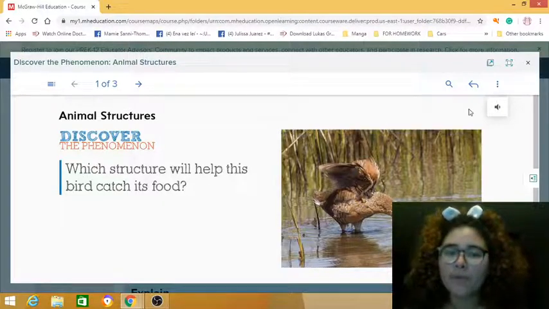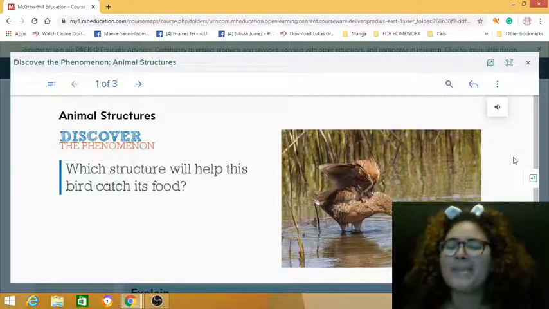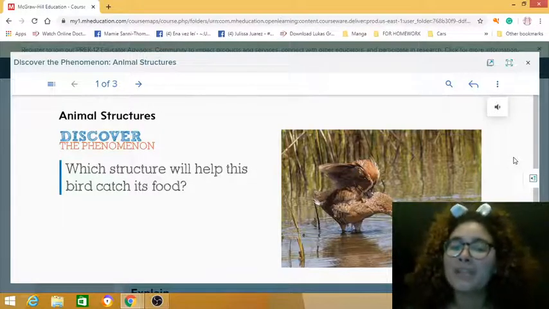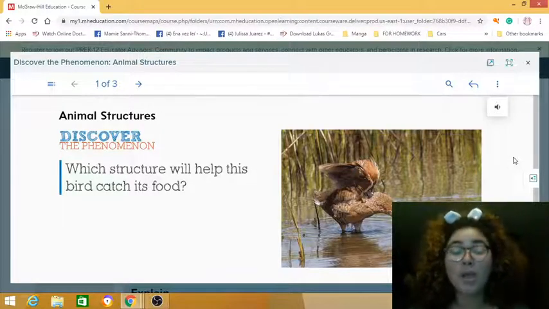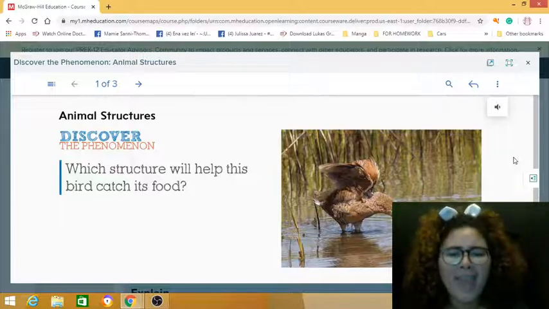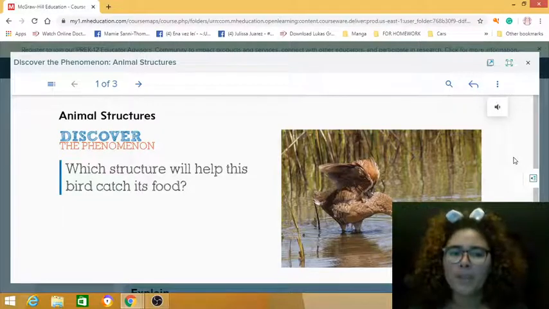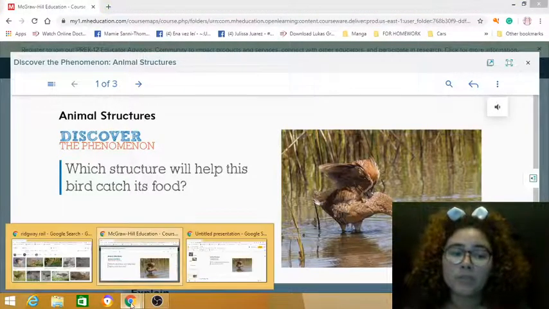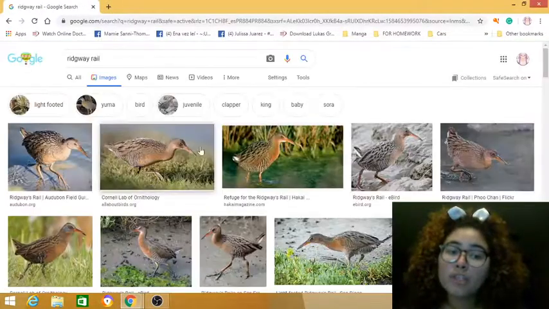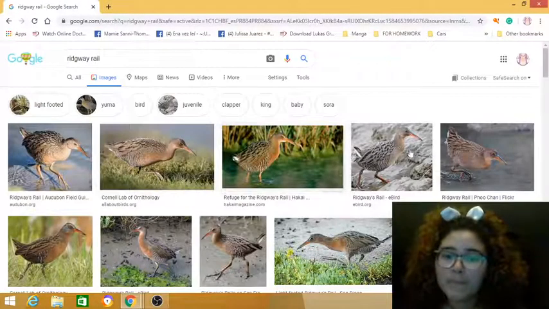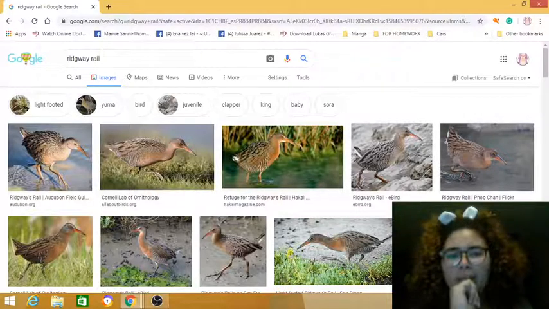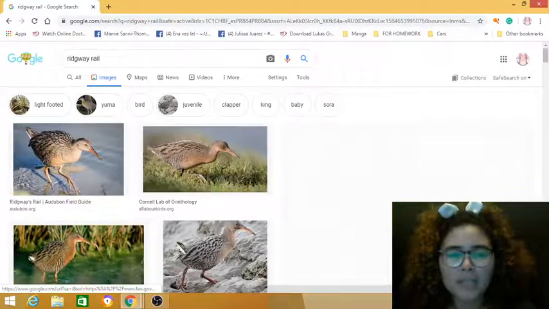And just like before with the armadillo, this time it's asking us which structure will help this bird catch its food. So we're not talking about protecting ourselves right now. We're talking about what would help it catch its food. So if you see this bird, which, just so you guys can know, is a Ridgway rail, this bird, if you look at it, what do you think it uses to catch food?